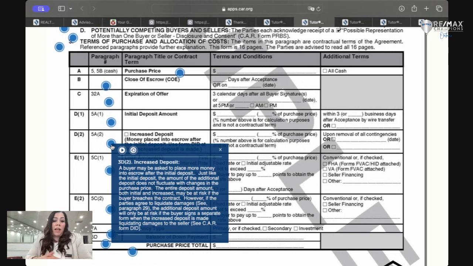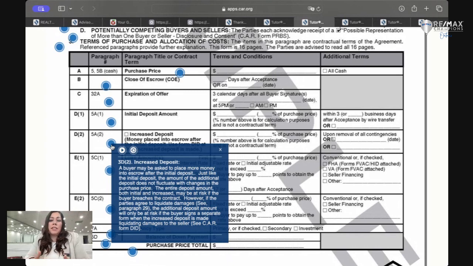And increased deposit. A buyer may be asked to place more money in escrow after the initial deposit. I see this happening when you get an offer from someone who has money in a 401k, in some type of retirement or stocks or bonds or somewhere else other than easily accessible. So when this happens, they say, I only have $1,000, but they really wanted this house, but it's going to take us 10 days to get the other money.